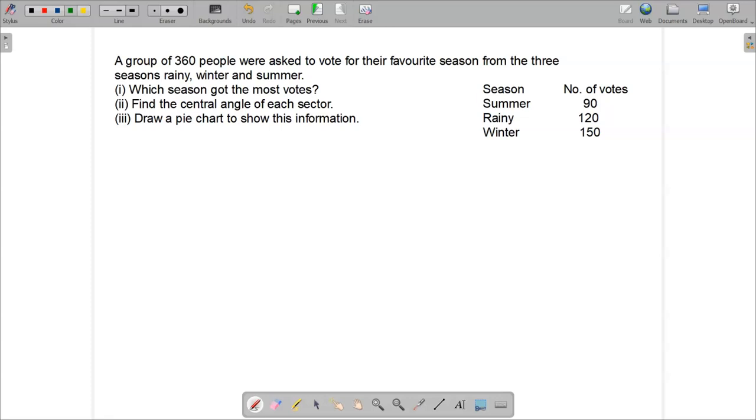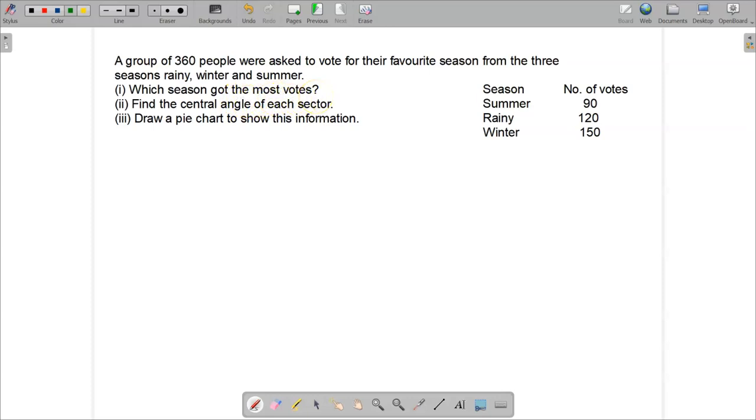Exercise 4.1, second problem. Here the question is, a group of 360 people were asked to vote for their favorite season from the three seasons: rainy, winter and summer. The seasons are given as summer, rainy and winter, and the number of votes is also given as 90, 120 and 150.